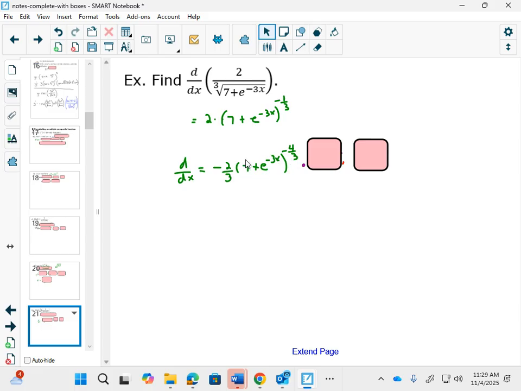Derivative of the inside. Well, derivative of 7 is 0. E to the negative 3x would be e to the negative 3x. But you have a negative 3x inside of e to the x, so you'd also have to do derivative of the inside again, with a negative 3. Derivative of the outside function, keep the inside the same, multiplied by the derivative of the inside function.